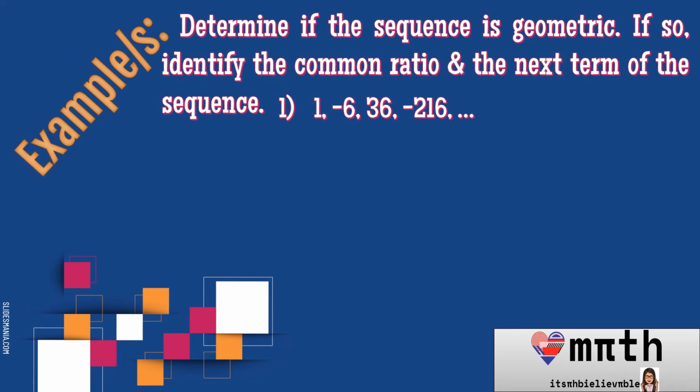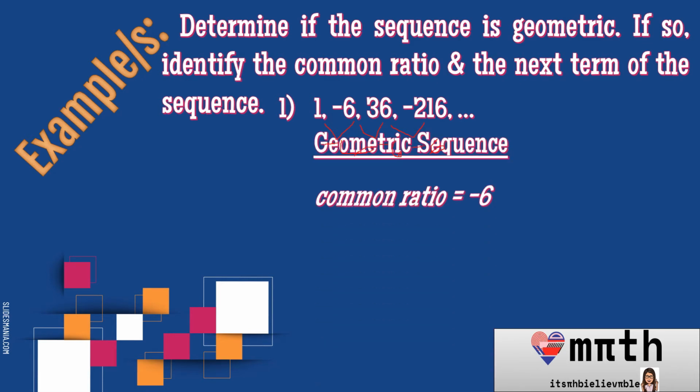Negative 6 divided by 1, that will be negative 6. Then, 36 divided by negative 6, that is also negative 6. Negative 216 divided by 36, that is also negative 6. Since the value of our ratio is constant, we can say that there is a common ratio. Since there is a common ratio, we can say that this is a geometric sequence and has a common ratio which is equal to negative 6.